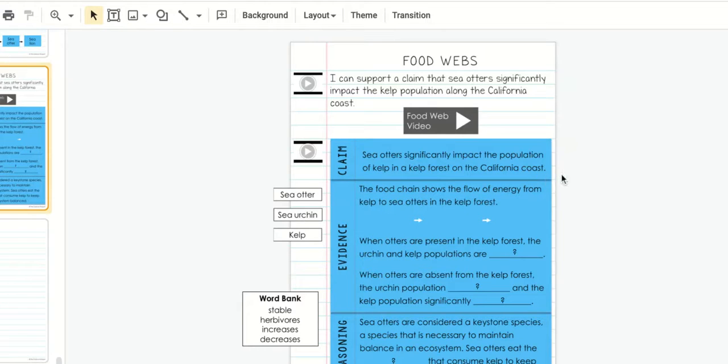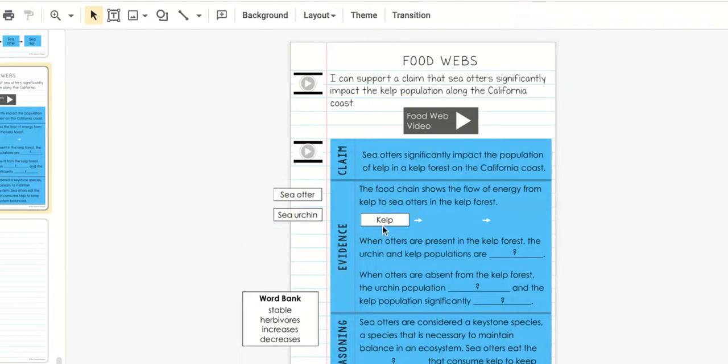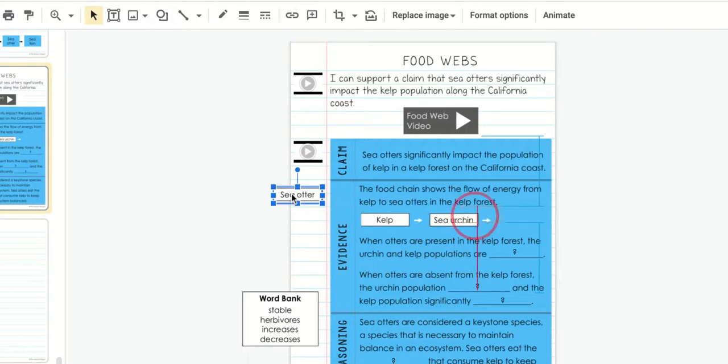All right, so our claim was that sea otters significantly impact the population of kelp in a kelp forest on the California coast. So let's create a food chain. The food chain shows the flow of energy from kelp to sea otters in the kelp forest. So we talked about it before, that kelp is going to be our original producer, right? Then that kelp is consumed by a sea urchin. And then that sea urchin is consumed by a sea otter.